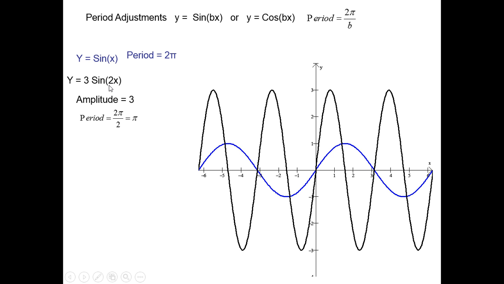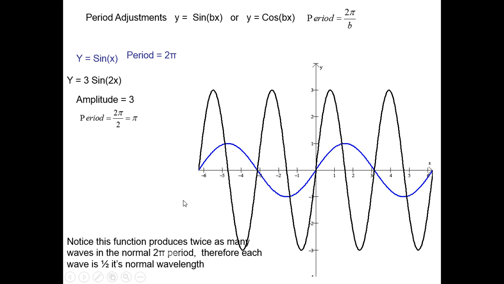So the 2 has given us twice as many waves, but the trade-off is each wave spans only half of its normal width, which is determined by the formula 2 pi over b. So we get twice as many waves, but each wave is half of its normal period. Notice that the function produces twice as many waves in the normal 2 pi period. Therefore, each wave is half the normal width.